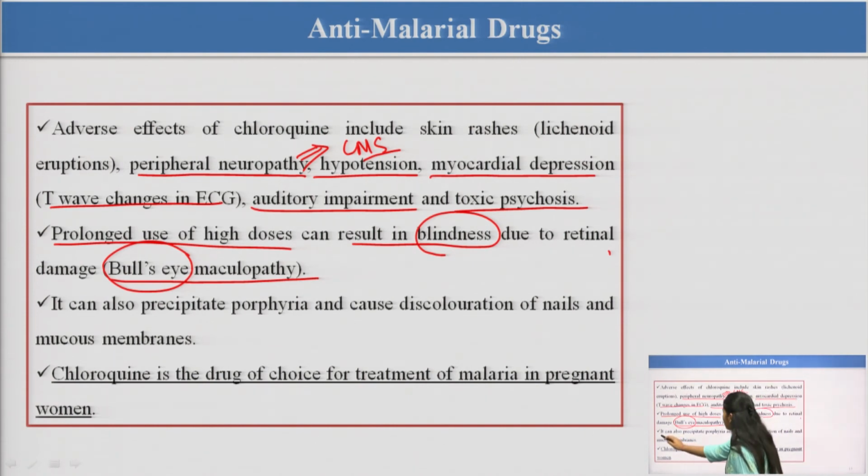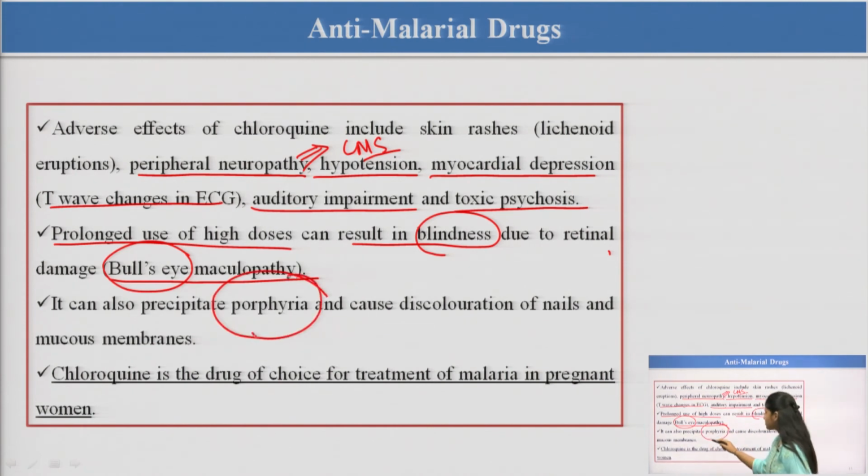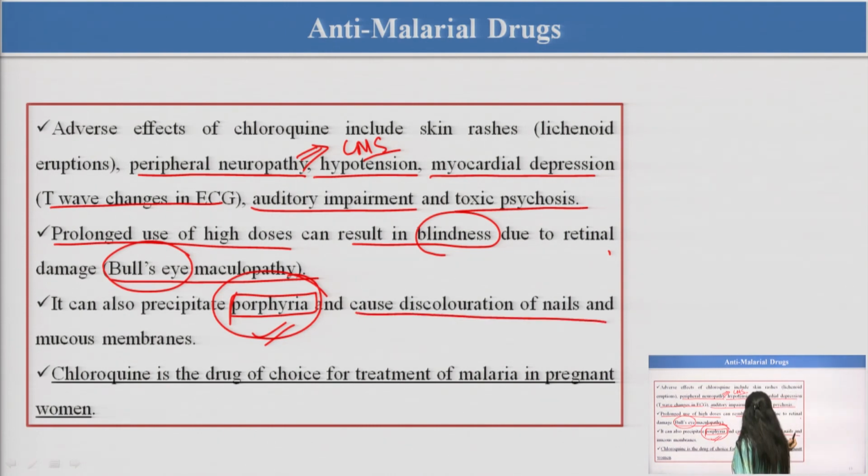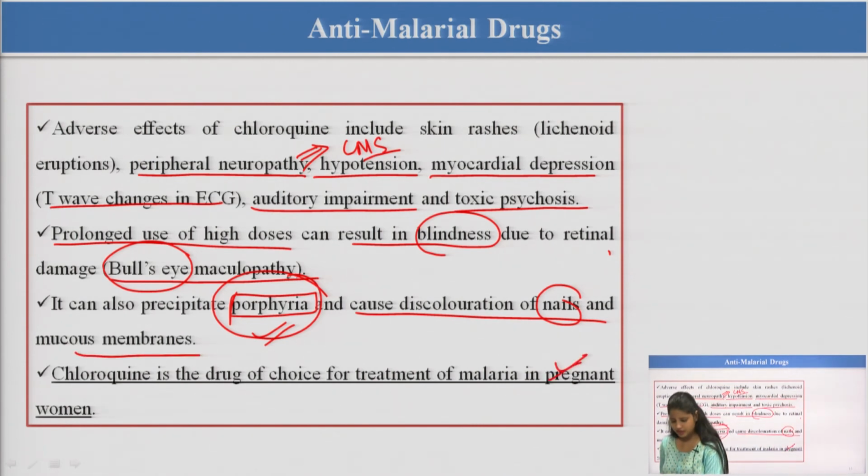After that, it can also precipitate porphyria. There are some enzymes which are used for the production of RBCs, and in porphyria these enzymes will be increased. So, there will be accumulation of a particular enzyme, and that is leading to the inhibition of the further steps for the formation of RBC. So, that will occur here, causing discoloration of nails and mucous membrane. And for pregnant women it can be given.